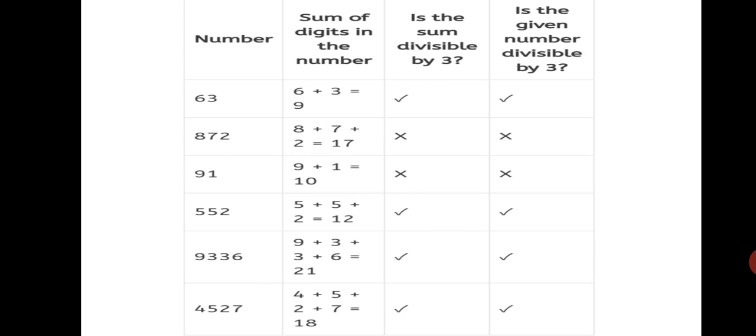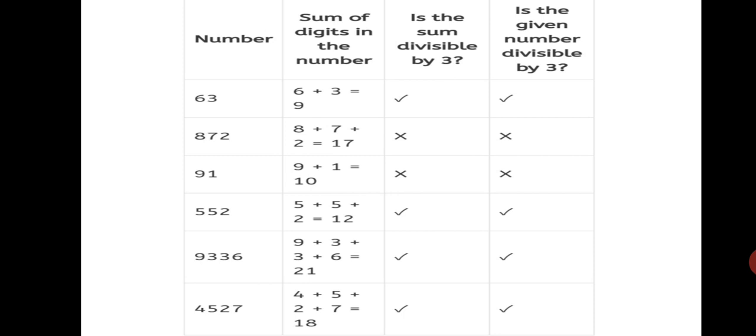872. Add the digits. 8 plus 7 plus 2 is equal to 17. Is 17 divisible by 3? No. In table of 3 we don't get 17. That means 872 is also not divisible by 3. So this is a simple test. You have to add the digits and say whether the number obtained is divisible by 3. If no, then the first big number which you had in the question is also not divisible.